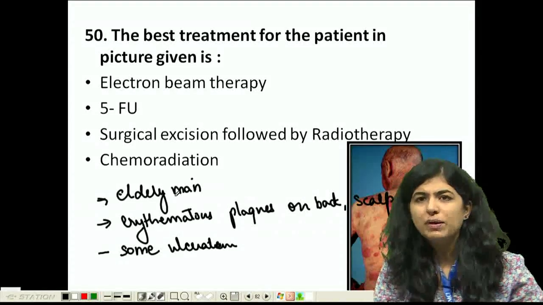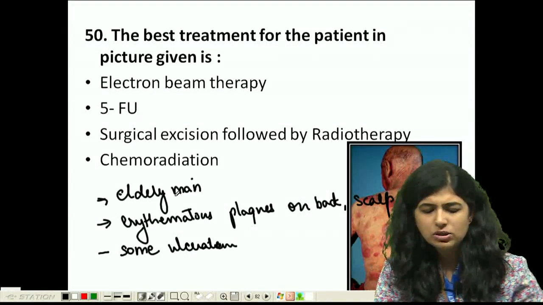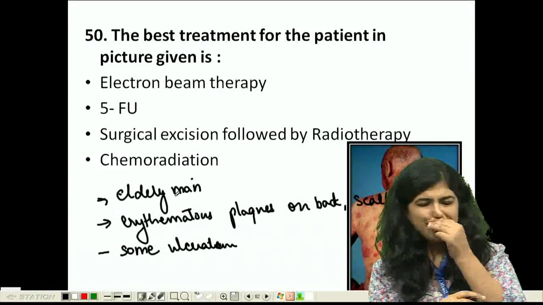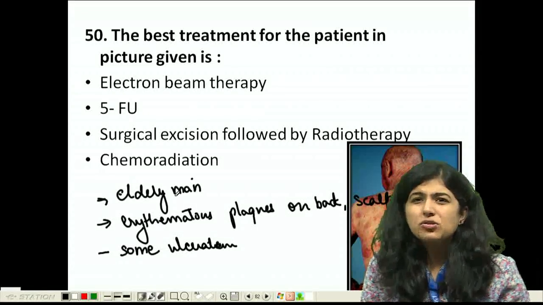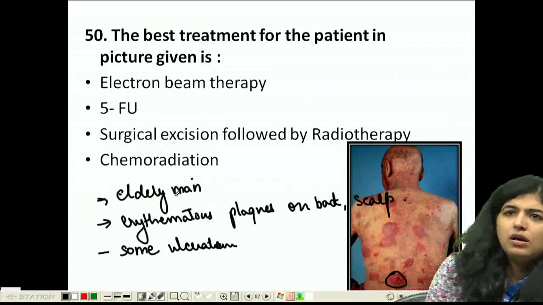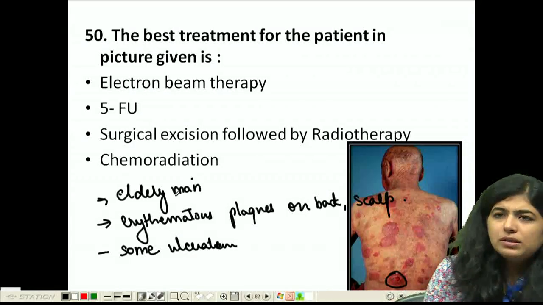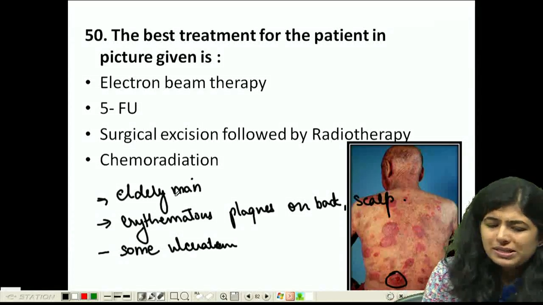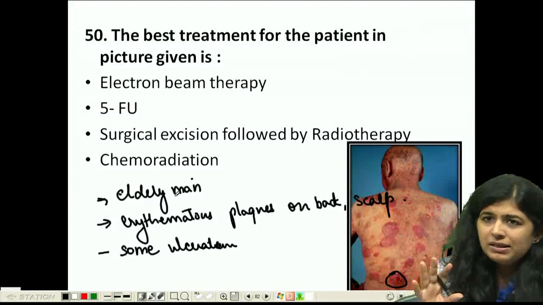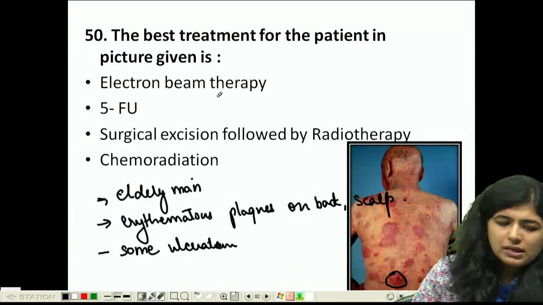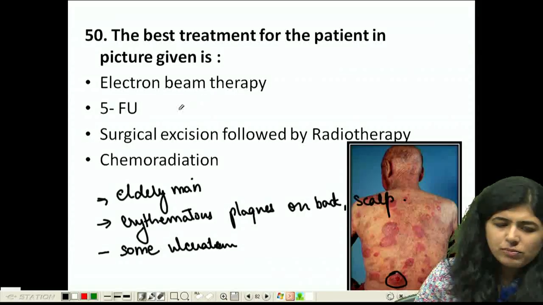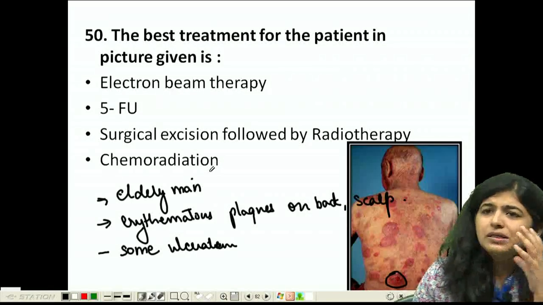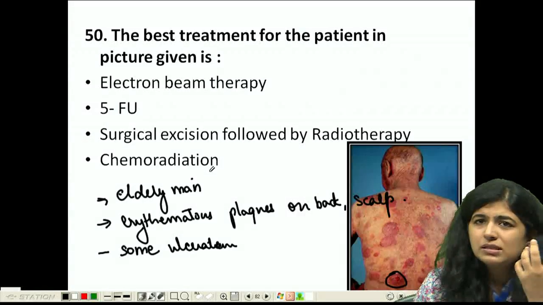Not that easy to make a diagnosis here just looking at the image. It could look like any eczema, it could look like even psoriasis from a distance. So it's not that easy for you to make out the diagnosis from the image itself. The hint in the question is to look at the options here: electron beam therapy, fluorouracil, radiotherapy, chemoradiation. That means that the question is talking about some malignancy.